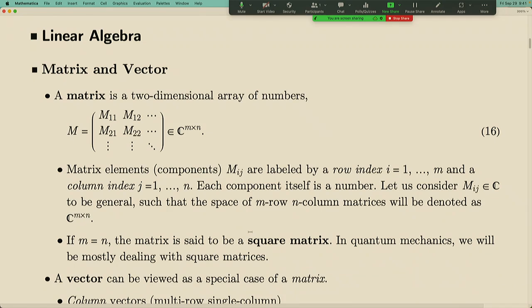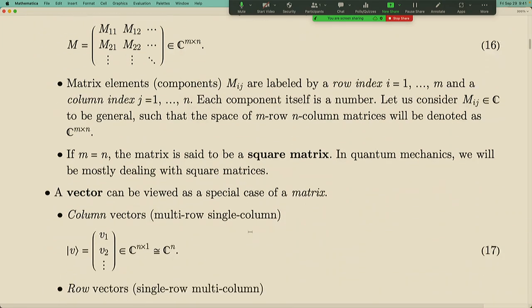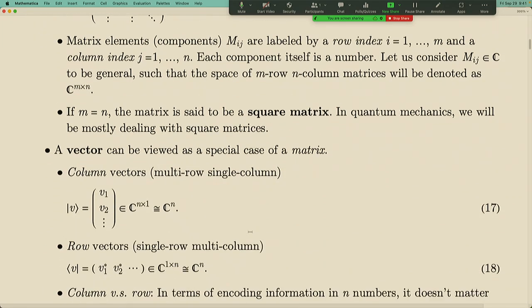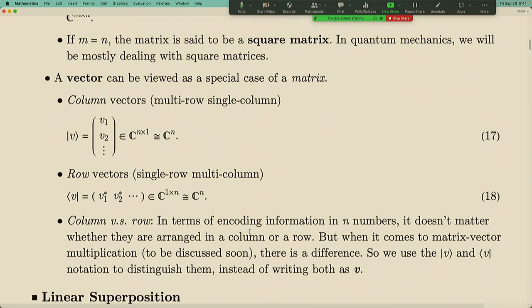If the number of rows and the number of columns is the same, then the matrix looks like a square because it has the same number of rows and columns. That's a square matrix. And in quantum mechanics, we typically only deal with square matrices. So don't worry about those rectangular matrices. We will almost always talk about square matrices in quantum mechanics.